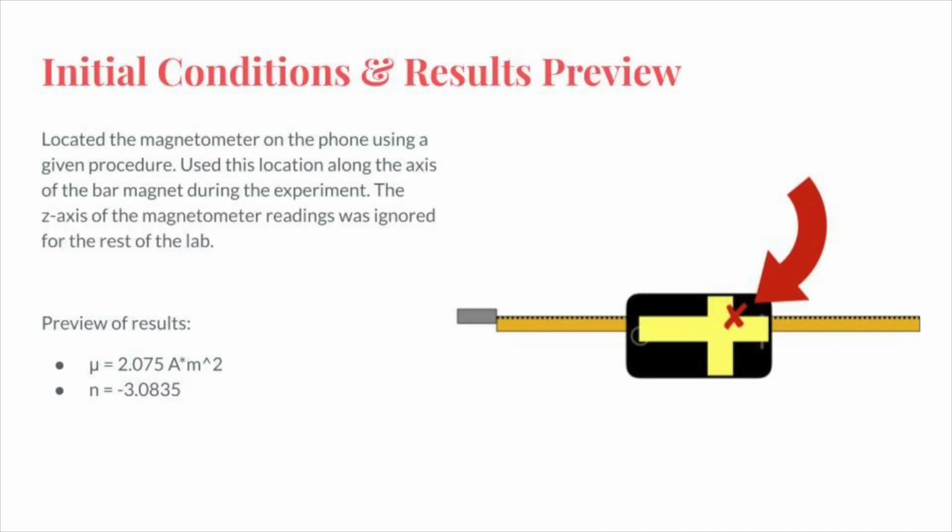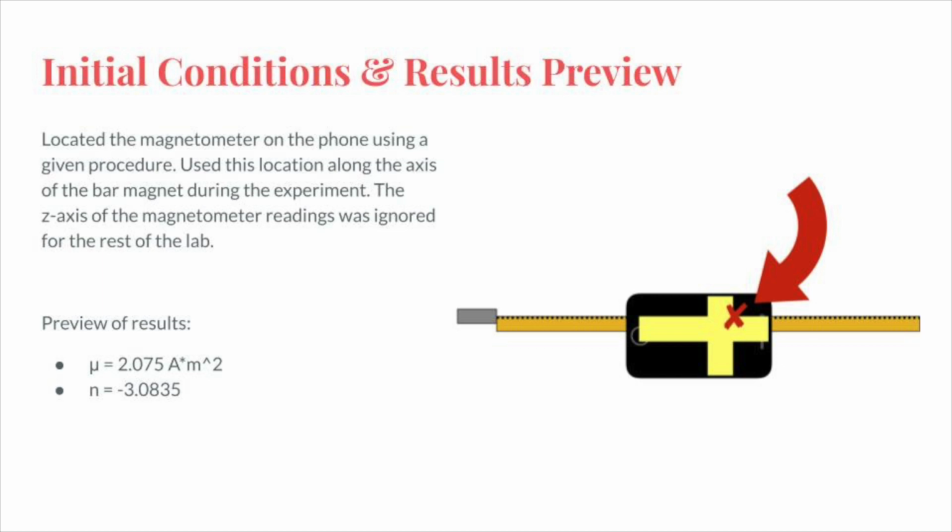The initial conditions for this lab are basically just finding the magnetometer on the phone using a given procedure. We use this location along the axis of the bar magnet during the experiment, and this way we can ignore the z-axis of the magnetometer readings, which should be fairly consistent over the course of our procedure.